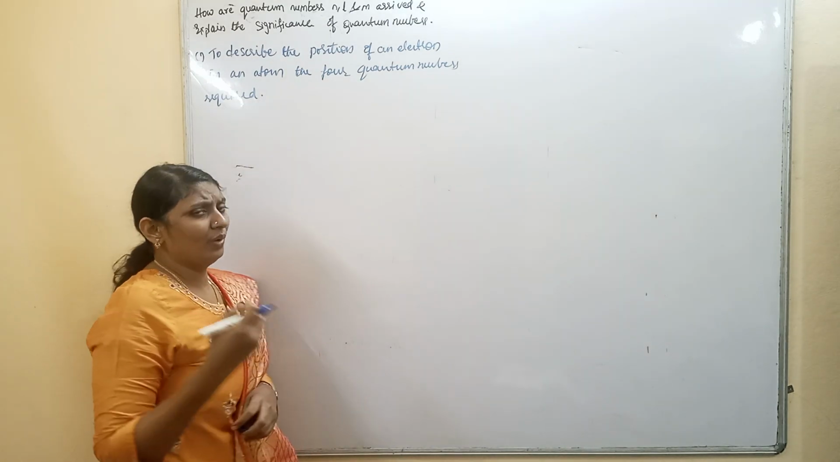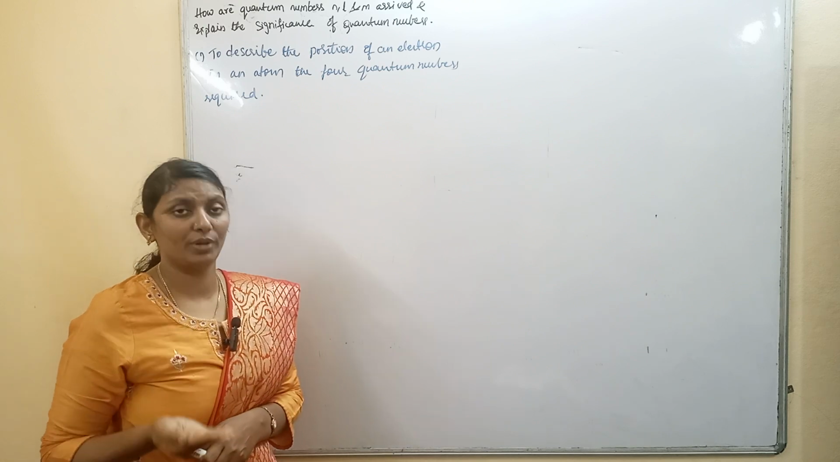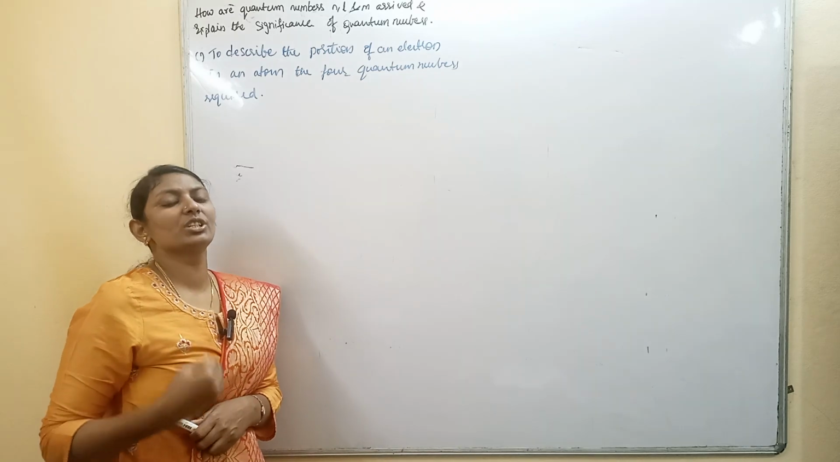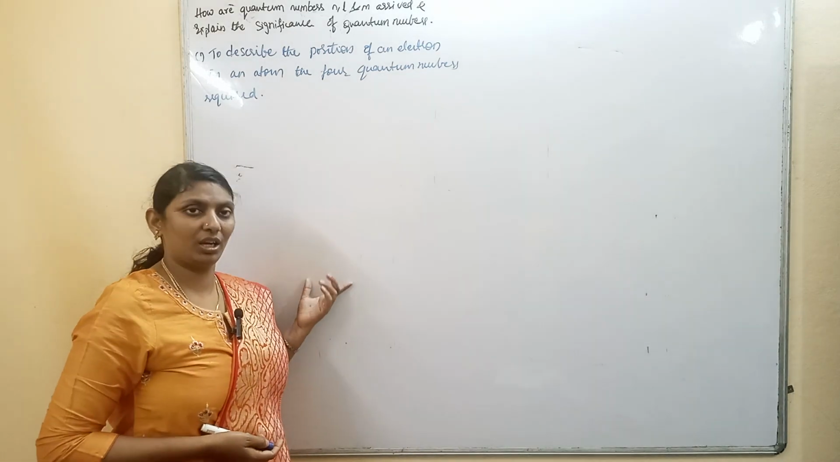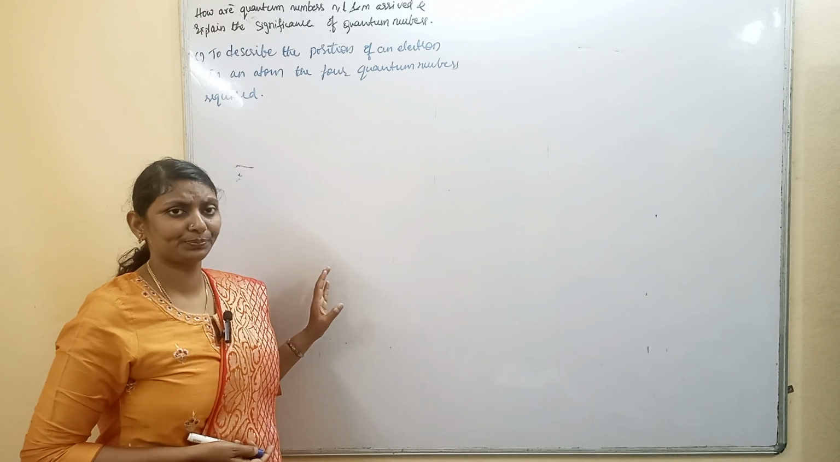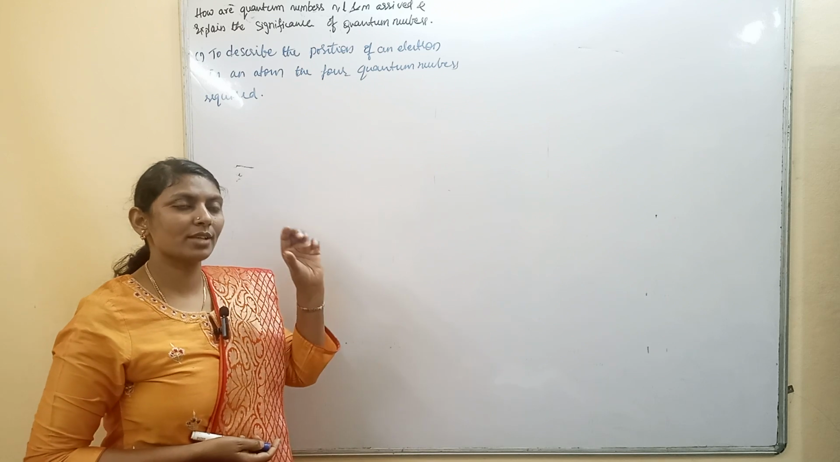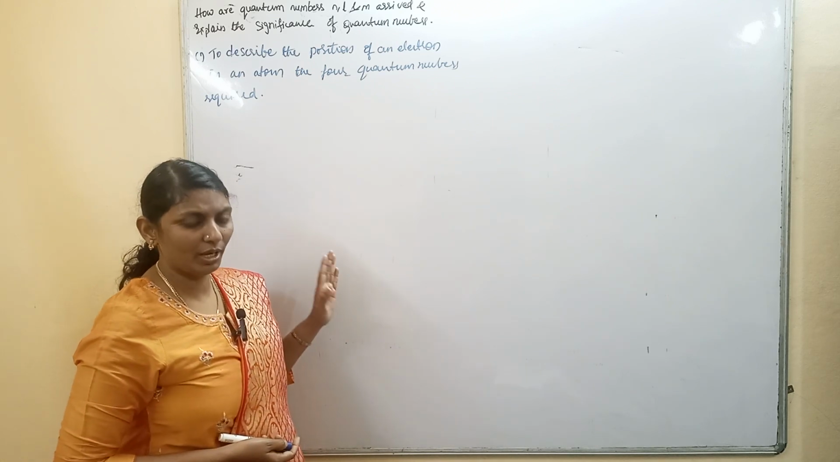Some books have given: to describe the shapes of orbitals, to describe the energy of the electron, or to describe the shapes of orbitals, the four quantum numbers are required. This is also a point. If you want, you can write it. But where the exact electron is present was explained by the four quantum numbers. Okay, this is the first point.